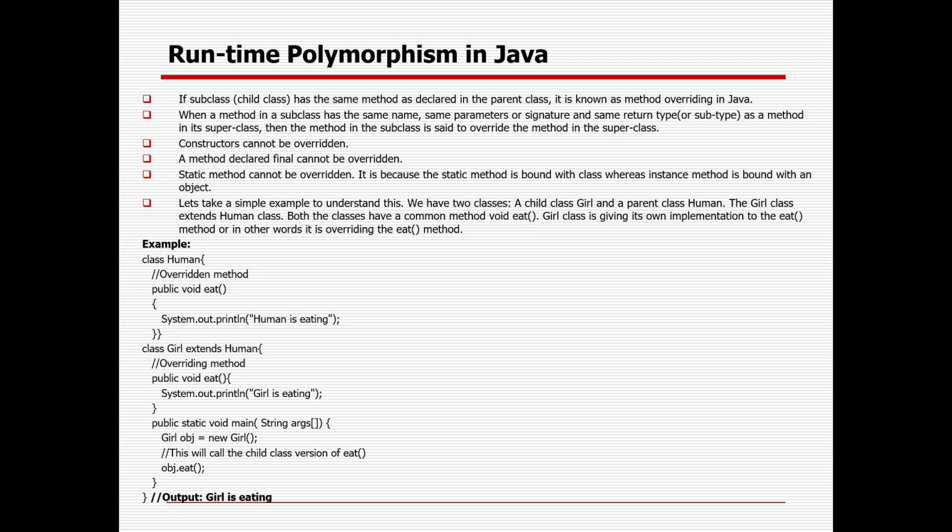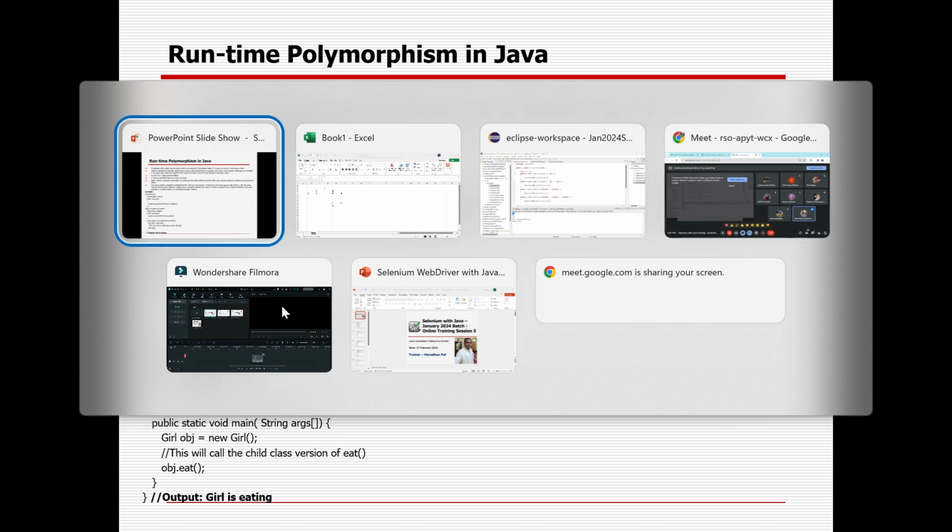Okay. So if a subclass or child class has the same method as declared in the parent class, it is known as method overriding in Java. When a method in a subclass has the same name, same parameter or signature, and the same return type exactly as the method in a superclass, then the method in the subclass is said to override the method in the superclass. A constructor cannot be overridden. A method declared final cannot be overridden. A static method cannot be overridden.